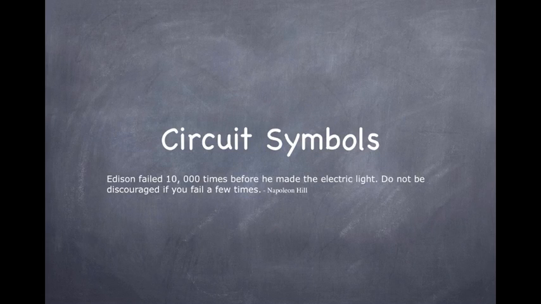This lecture is on circuit symbols. It is imperative that you know all the symbols and functions of the various devices we talk about in this unit in order to be successful in the rest of the electricity unit. And kind of along those lines, it says, Edison failed 10,000 times before he made the electric light. Do not be discouraged if you fail a few times.